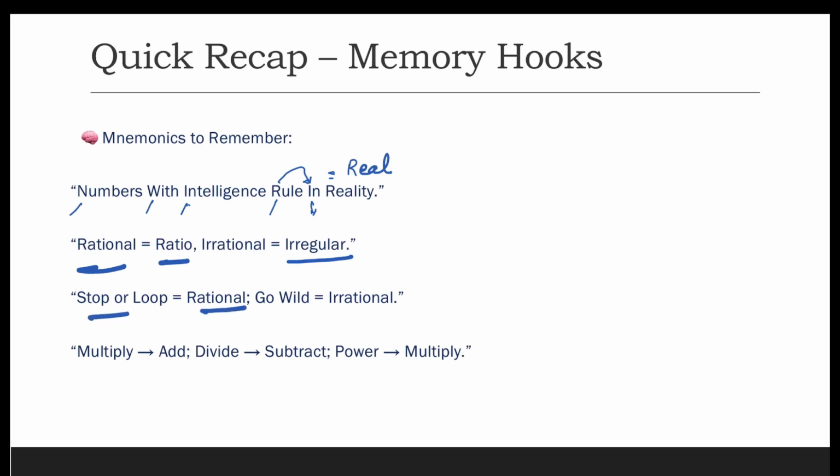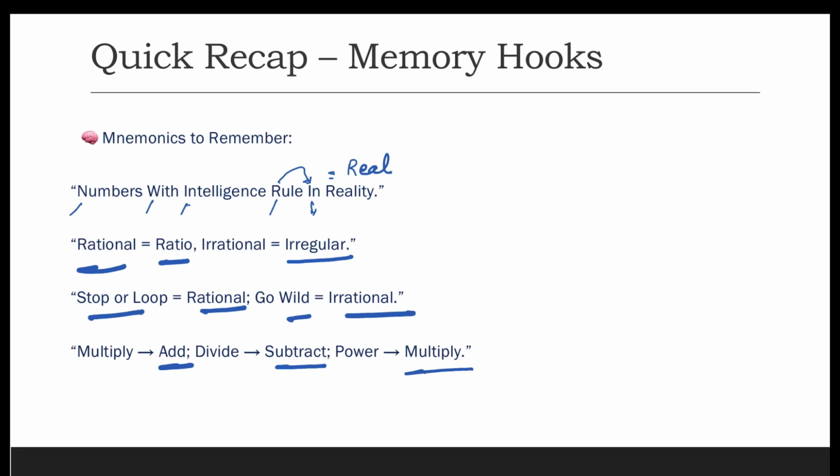Rational number, either it will stop after few decimal points or it will keep on looping, which is keep on repeating. Irrational number, it will go on, it will never end. And in terms of exponents, if we have to multiply two exponents, we'll add their power. If we have to divide, we will subtract their power. If we have to find power of a power, we will multiply their power. All this operation happens only when the base is same.